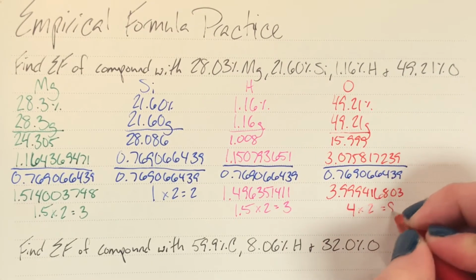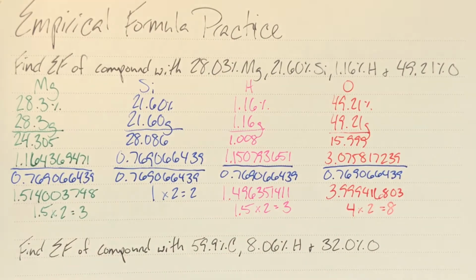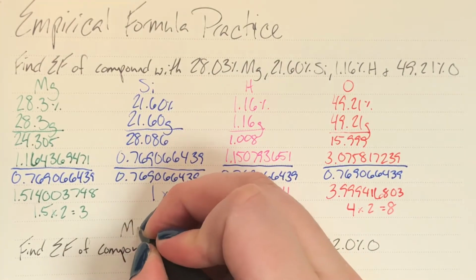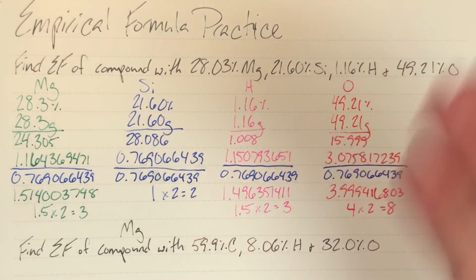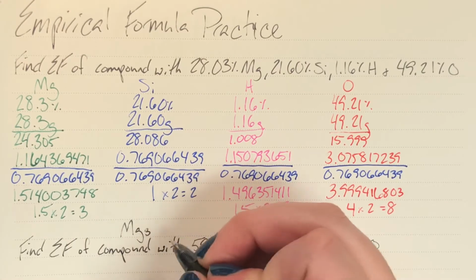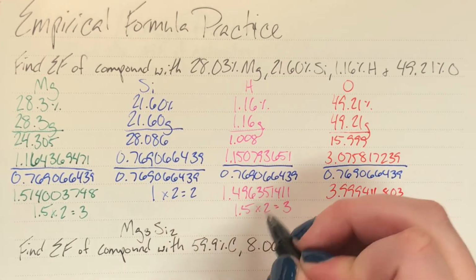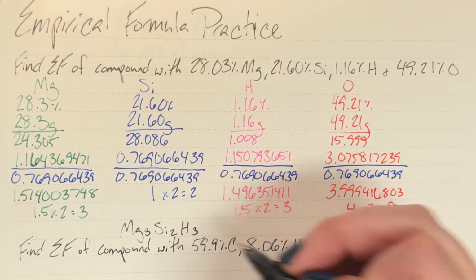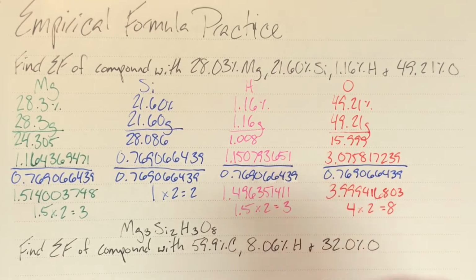Okay. Now that I have all these as whole numbers, I can go ahead and establish them in the actual formula. Generally you go in order. Whatever order I presented the percentages in, that's the order of your actual compounds. So we have magnesium, my subscript is going to be 3. Silicon, my subscript is going to be 2. Hydrogen, my subscript is going to be 3. And then oxygen, my subscript is going to be 8.